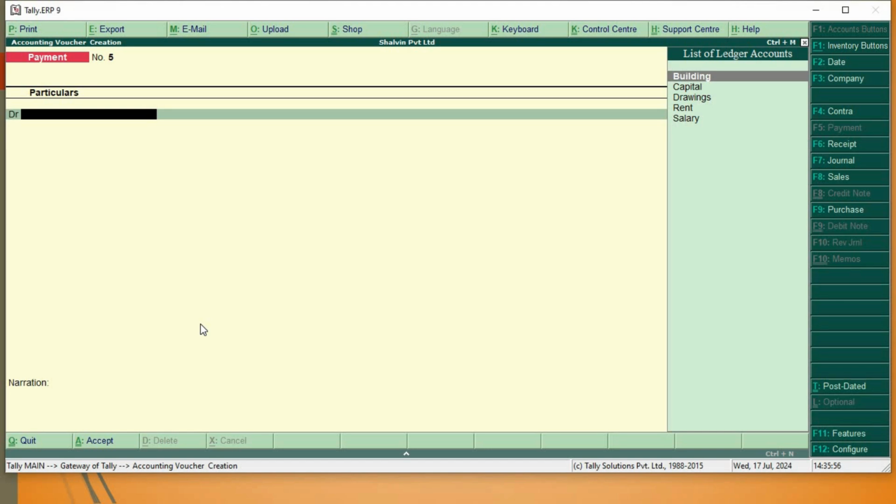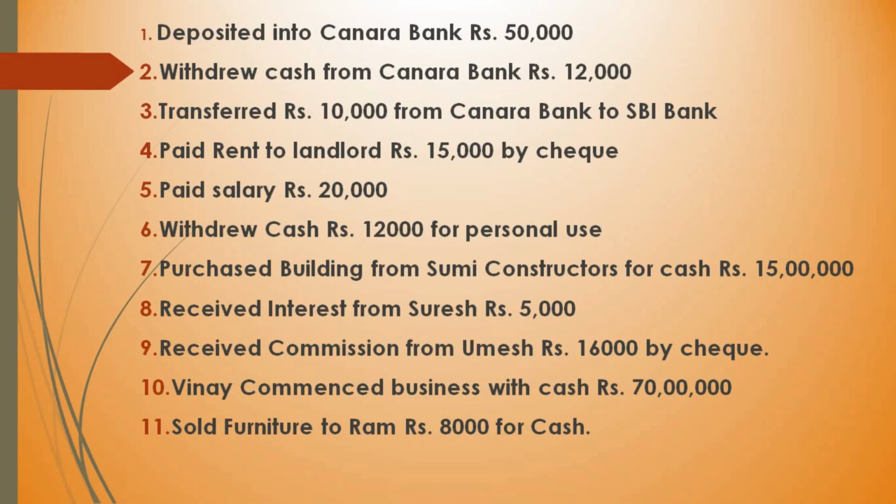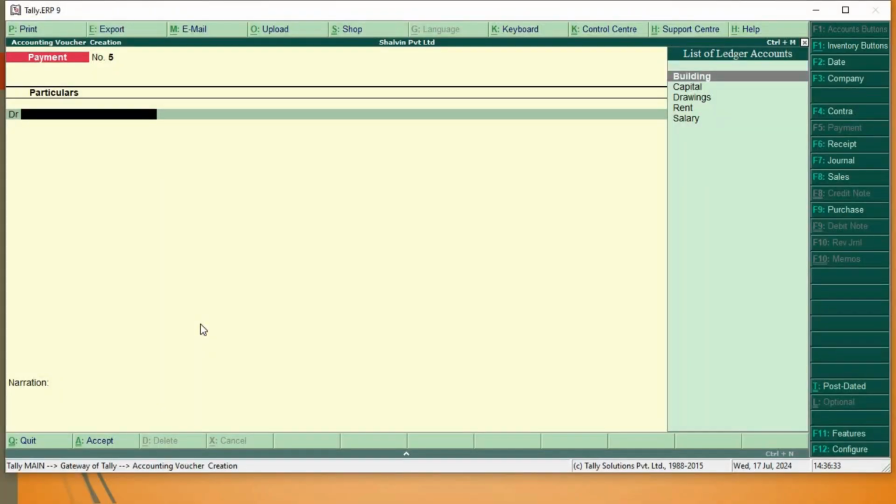So next transaction, received interest from Suresh rupees 5,000. So what are the 2 types of ledger account here? One is received interest, the other one is cash. Whenever you're receiving, how you're receiving is very important. So one account is received interest, the other account is cash here. Here I've not created the ledger and it is in receipt voucher, isn't it? We are in payment voucher.